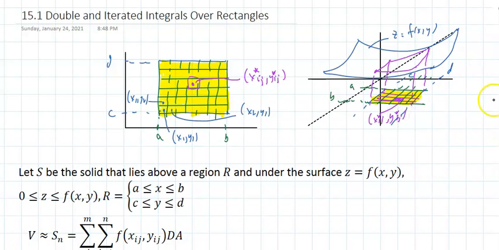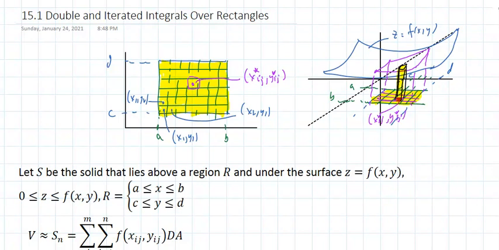Well, would you agree that the volume is going to be that right there? Pretty much top minus bottom.